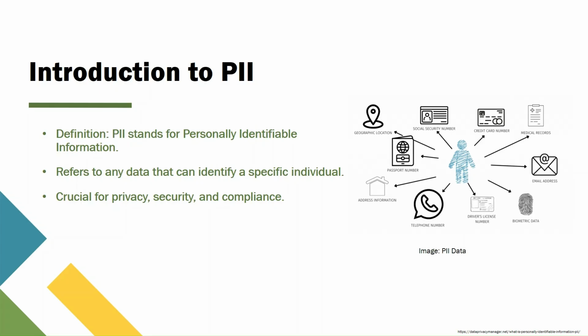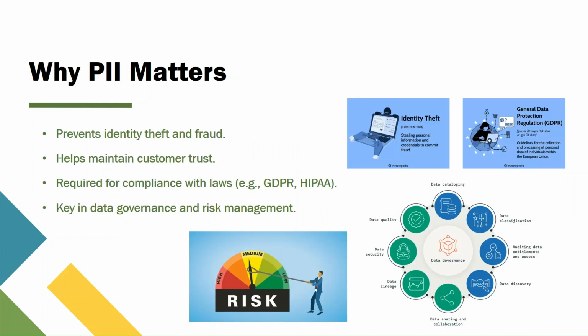This PII data is very crucial for privacy, security, and compliance. As you can see in the image as well, there are a few attributes related to one person. One of them is his phone number, his driving license number, his biometric data, his email address. All of these are PII data that belongs to that person.